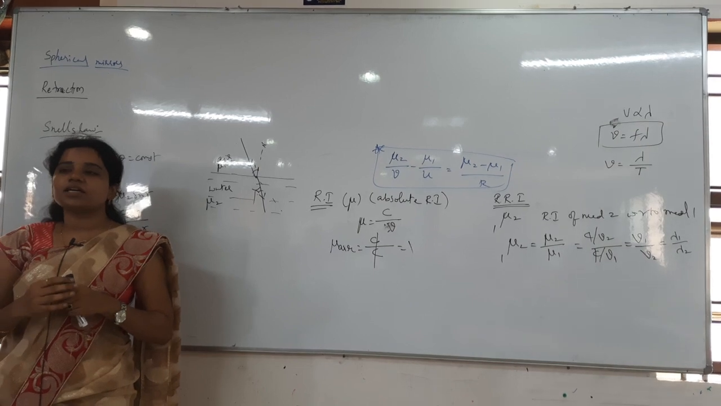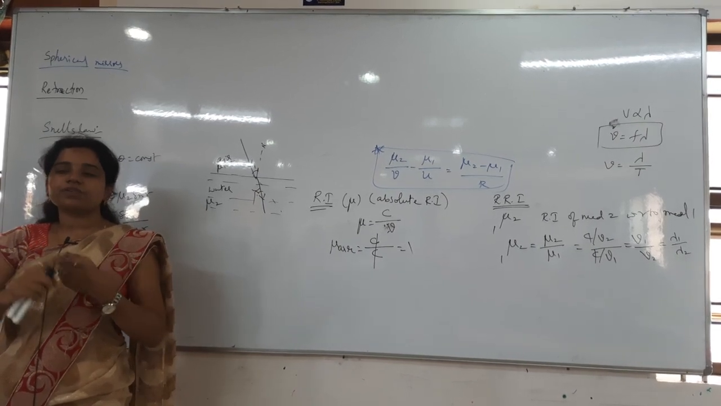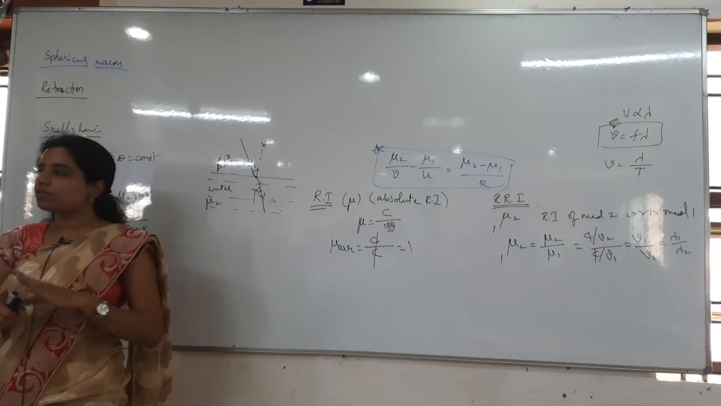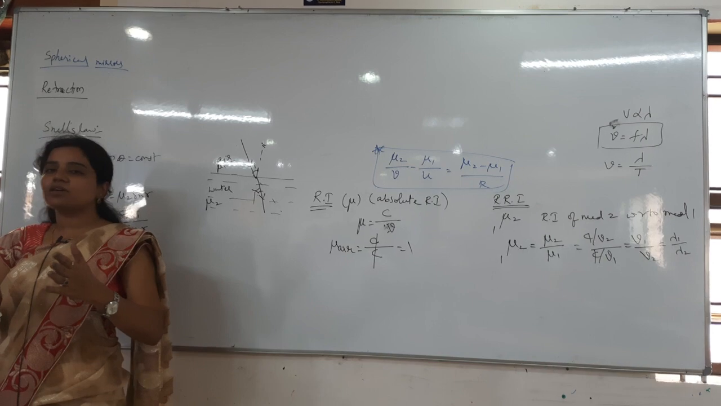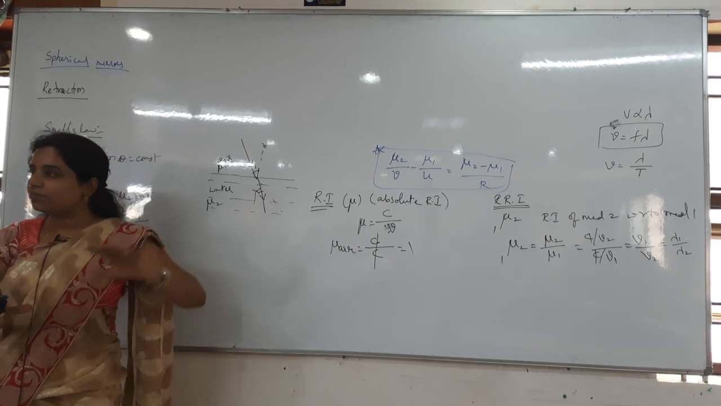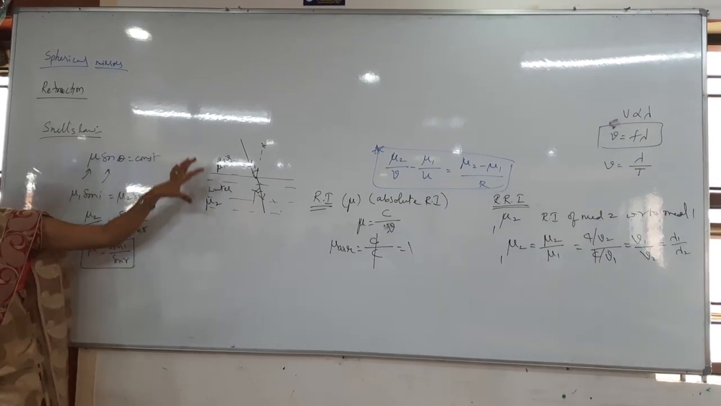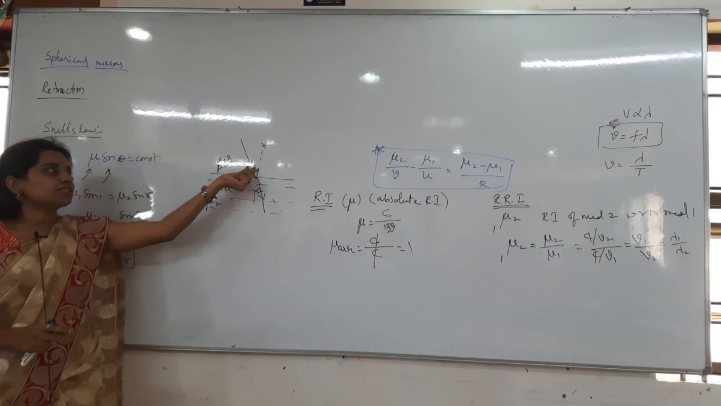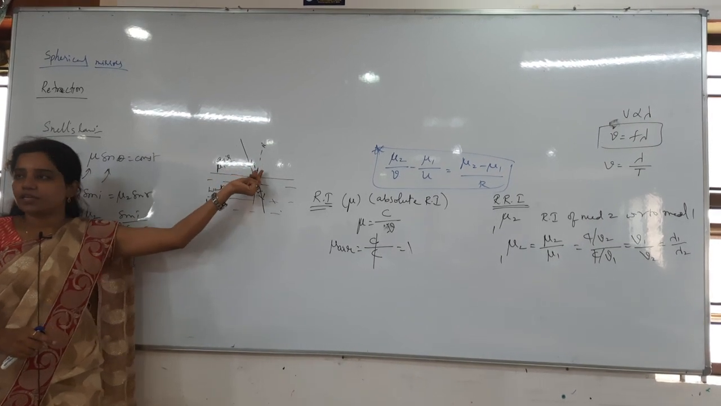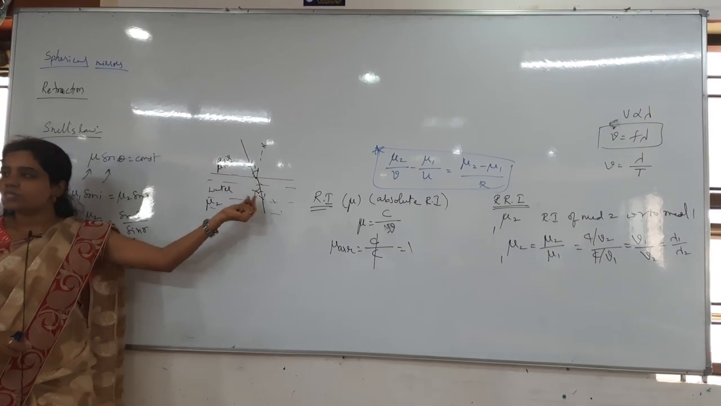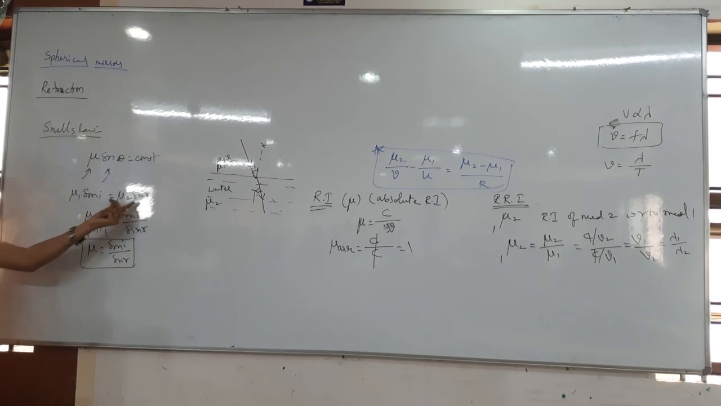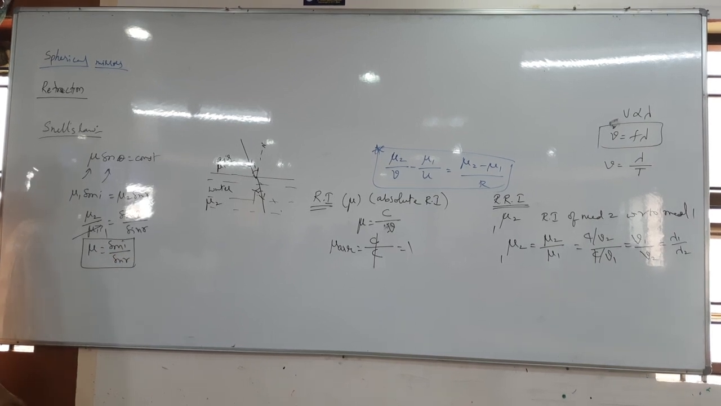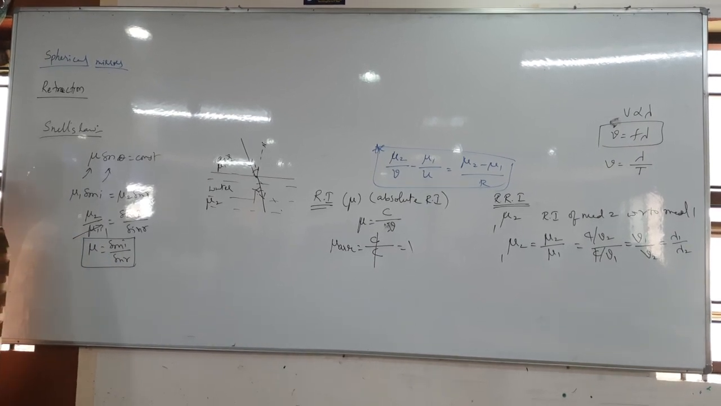Snell's law states that the product of refractive index and the sine of the angle with respect to the normal is always constant. Always constant is nothing but initial value equals final value. Initially in medium 1, finally in medium 2. So mu 1 sin i is equal to mu 2 sin r. Then we can take the ratio and from that we get mu is equal to sin i by sin r. If I take mu 1 as which medium?